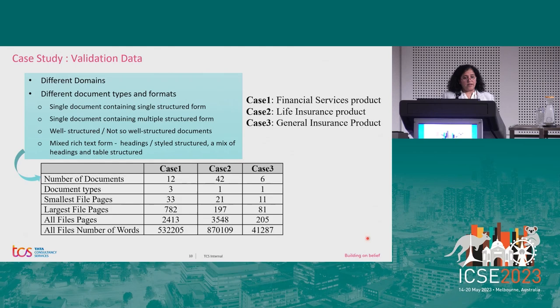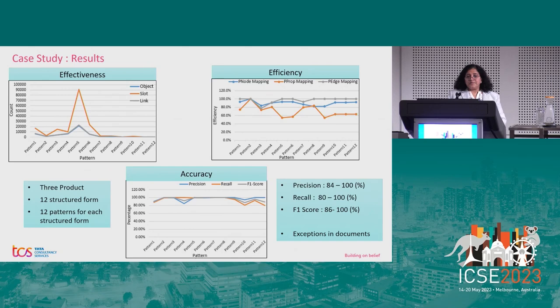The case study covered various scenarios like single document containing single structural form, single document containing multiple structural forms, well-structured, not so well-structured documents. Then there is a mix of rich text forms like heading and style structured, a mix of heading and table structure. Using doc2model, large size models could be automatically authored, and we have validated it on three dimensions, that is effectiveness, efficiency, and accuracy. We got very good results. I think I'll skip this because of time.